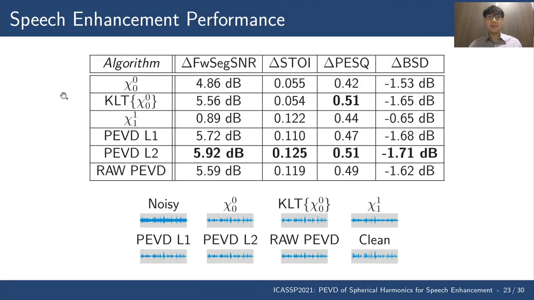This table summarizes the performance. The polynomial EVD algorithms perform comparably, with PEVD L2 performing best in all metrics. We first listen to the noisy signal before listening to raw PEVD and PEVD L2.